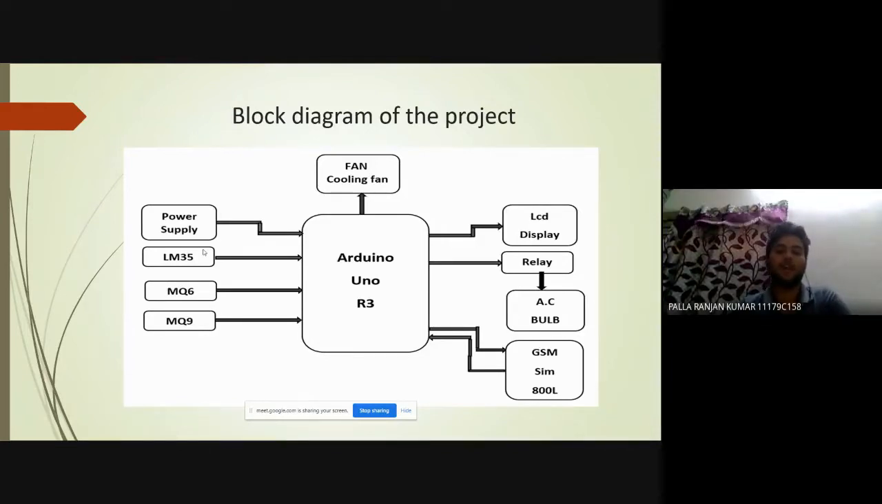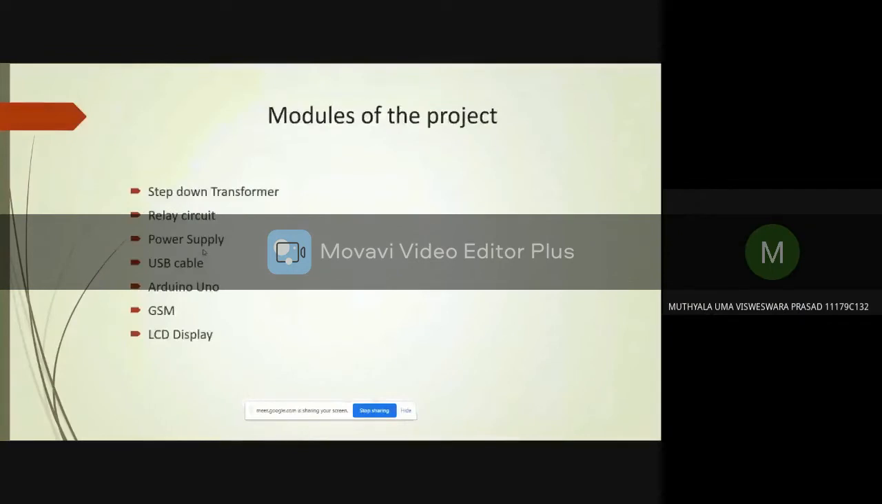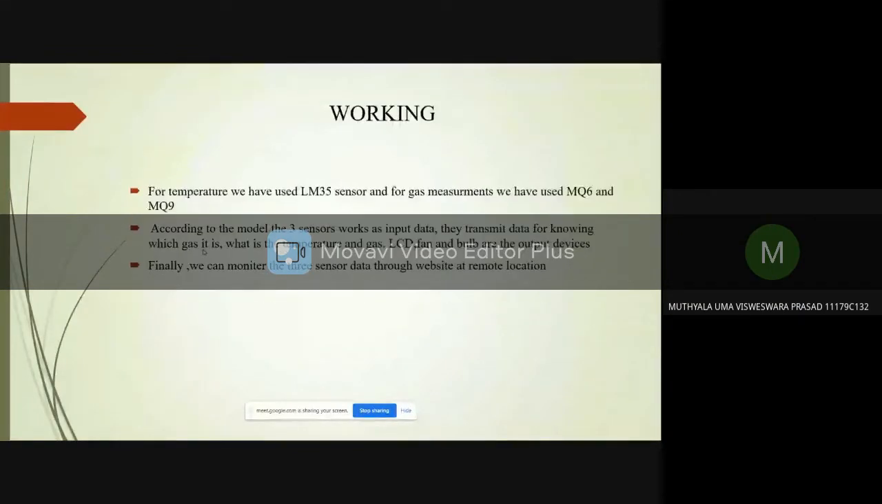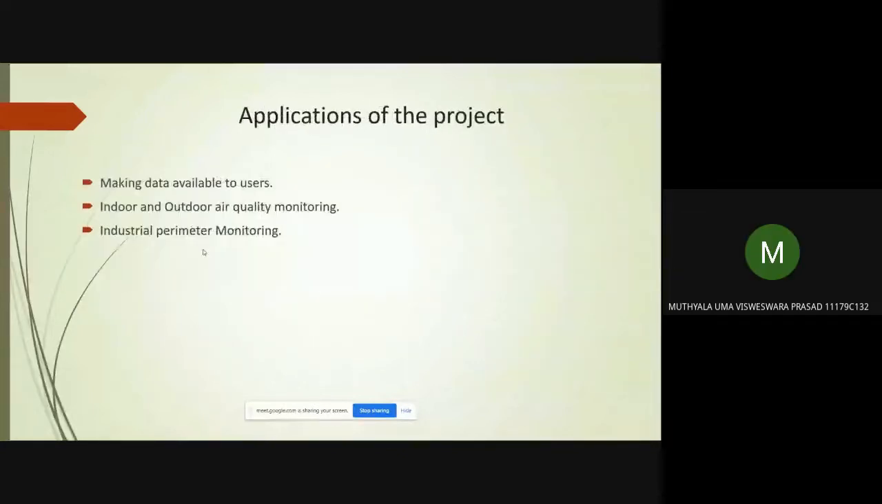This is the block diagram of the project. Working will be explained by Prasad. Sir, should I go with the working or go with the progress of the project? You can go for the progress of the project.